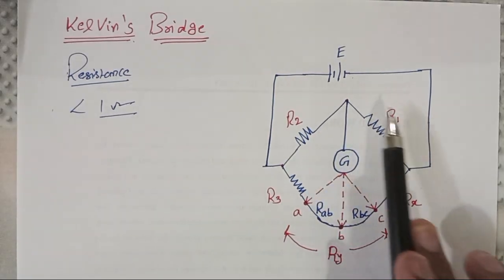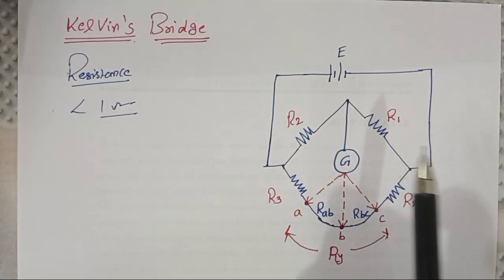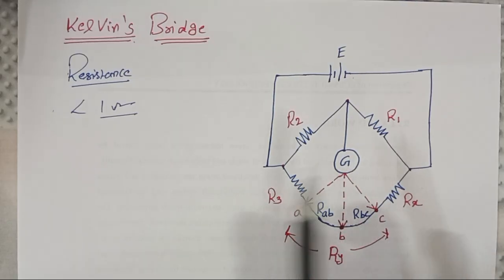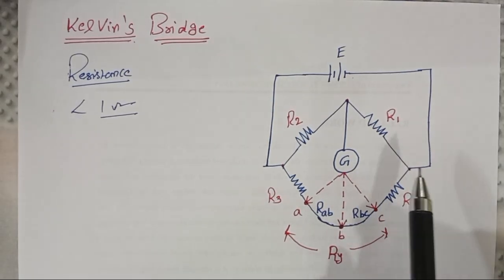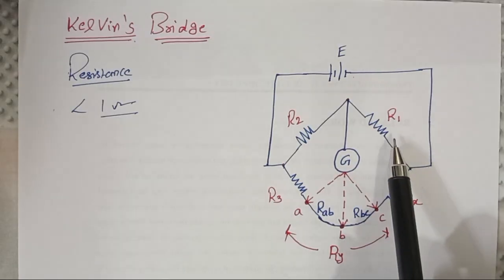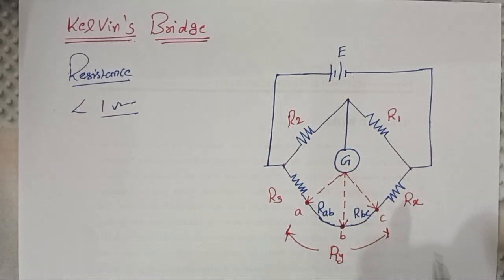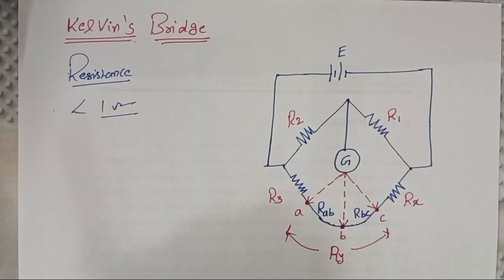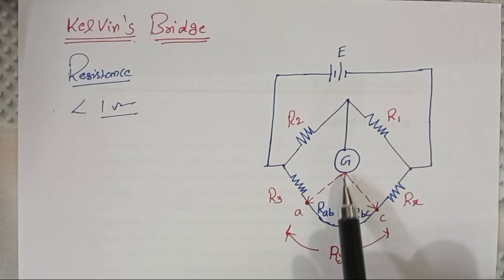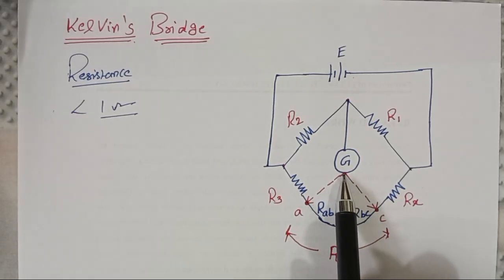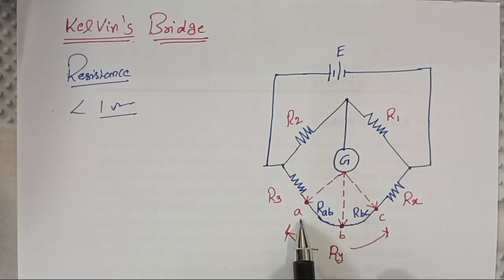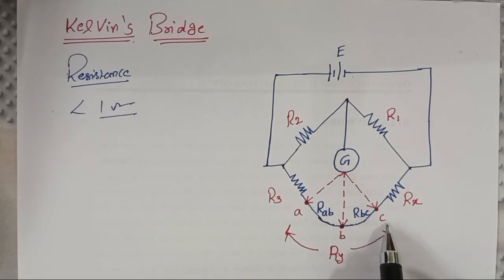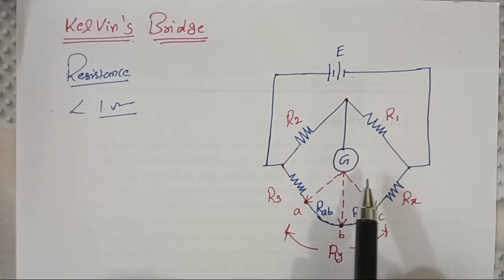Now, it is the simple circuit to determine the value of unknown resistance by using this Kelvin bridge. Here we have different resistors R1, R2, R3 and Rx. Now we have to determine the value of Rx. And here it is the galvanometer. This galvanometer I would like to connect at 3 points: at point A, at point B, and at point C. Just look here.